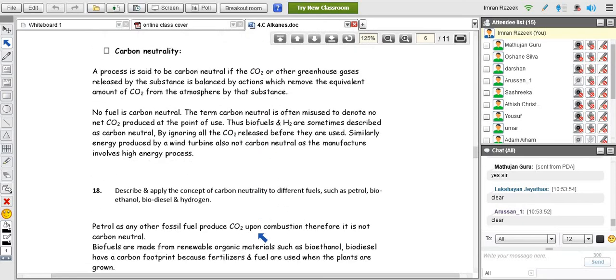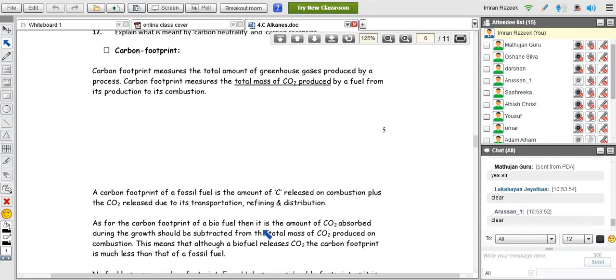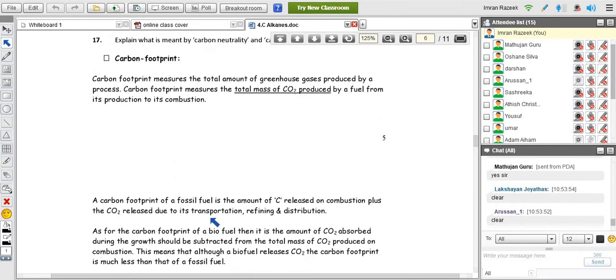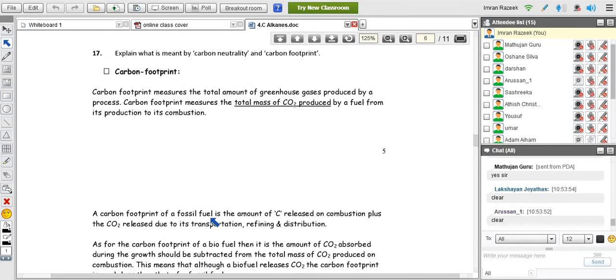Next, let us see what carbon neutral is and the meaning of the term carbon footprint. The carbon footprint basically gives you an idea about the total amount of greenhouse gases produced. It is a method to measure the total amount of carbon dioxide produced from a fuel's production to its combustion. Not only when the fuel is burnt, even at the point of production or extraction of the fuel, the amount of carbon dioxide released is measured by the carbon footprint.